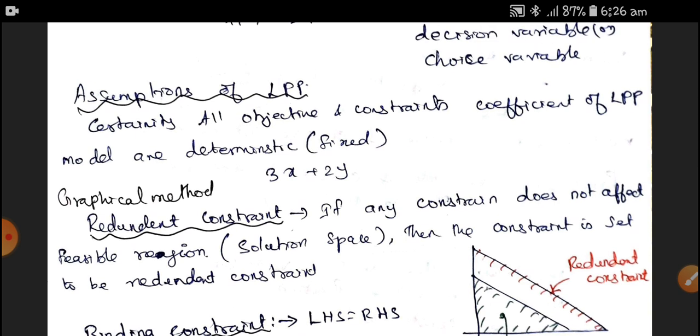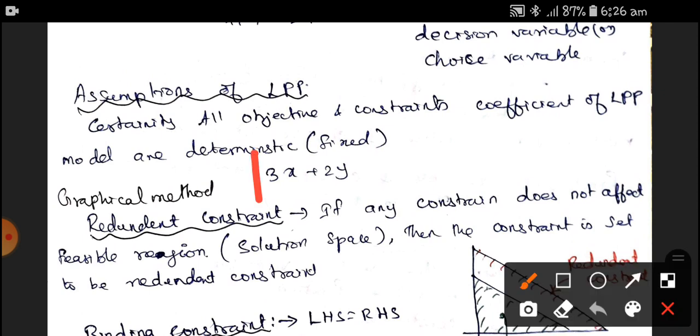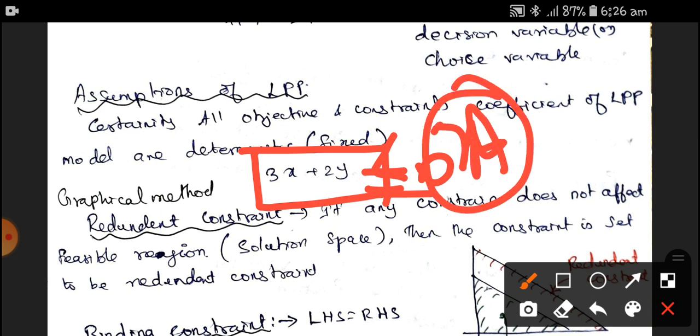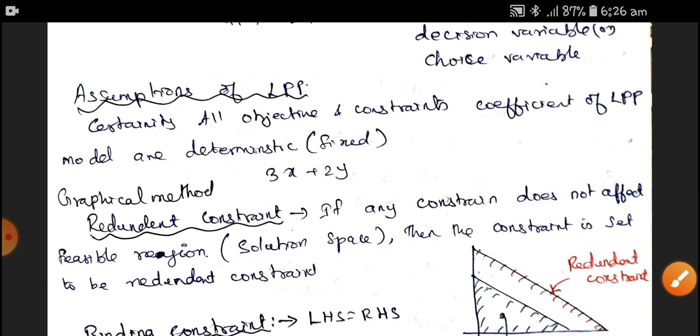The assumption of LPP is certainty: all objective and constraint coefficients of LPP models are deterministic, that is, fixed. The objective function, decision variables and constraints are all fixed. Like the equation 3x plus 2y, here the decision variable is fixed, the objective function is fixed, and the constraint is also fixed, either equal to 0 or greater than or equal to some a or b, we can say. Okay, so it is a graphical method.